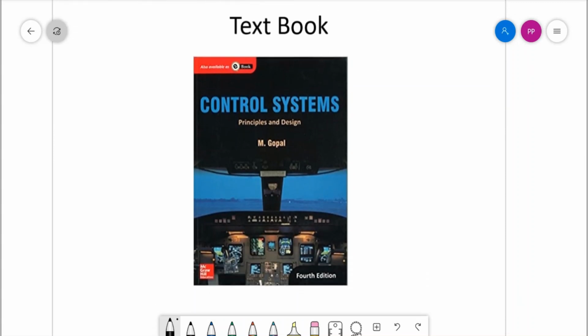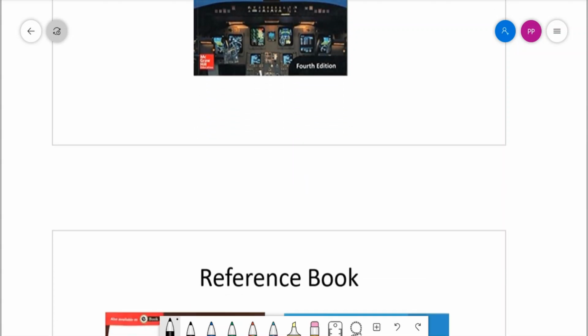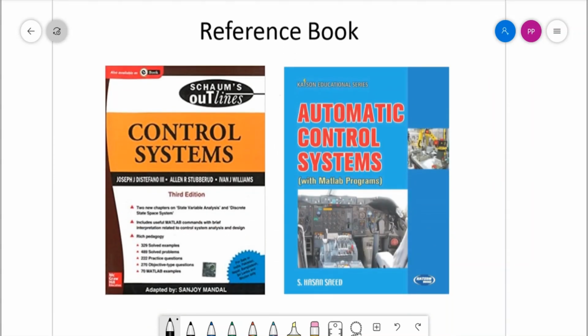So this is the textbook we refer to. However, today's topic has been taken from other textbooks, which I referred to during my research work, because my research work is related to non-minimum phase dynamic systems. So these are the two reference books one can refer to.